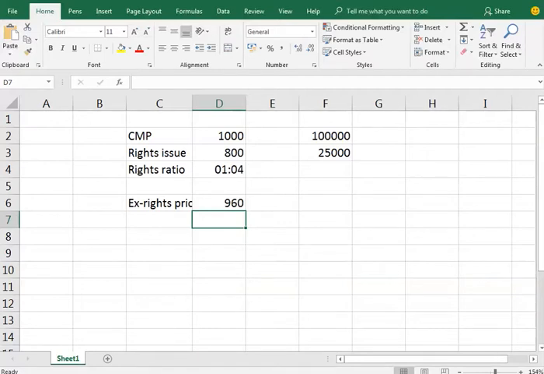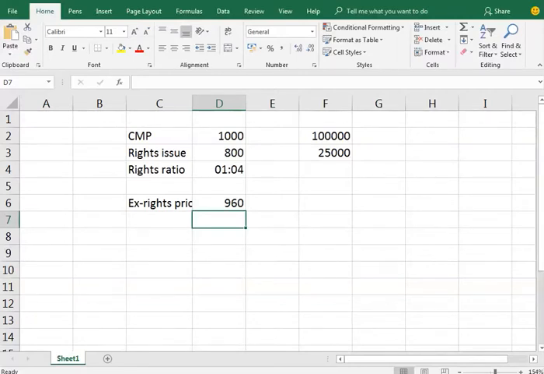How is it 160? The person will subscribe at 800. You pay 800 to the company and 160 to me. After paying 160 to me, you will get a share worth 960 rupees. You are not bothered about it because you wanted the share and you are okay getting it at 960 rupees. 800 to the company, 160 to me. Now my wealth will become 100 into 960 plus 25 into 160. This is the cash I'll get.